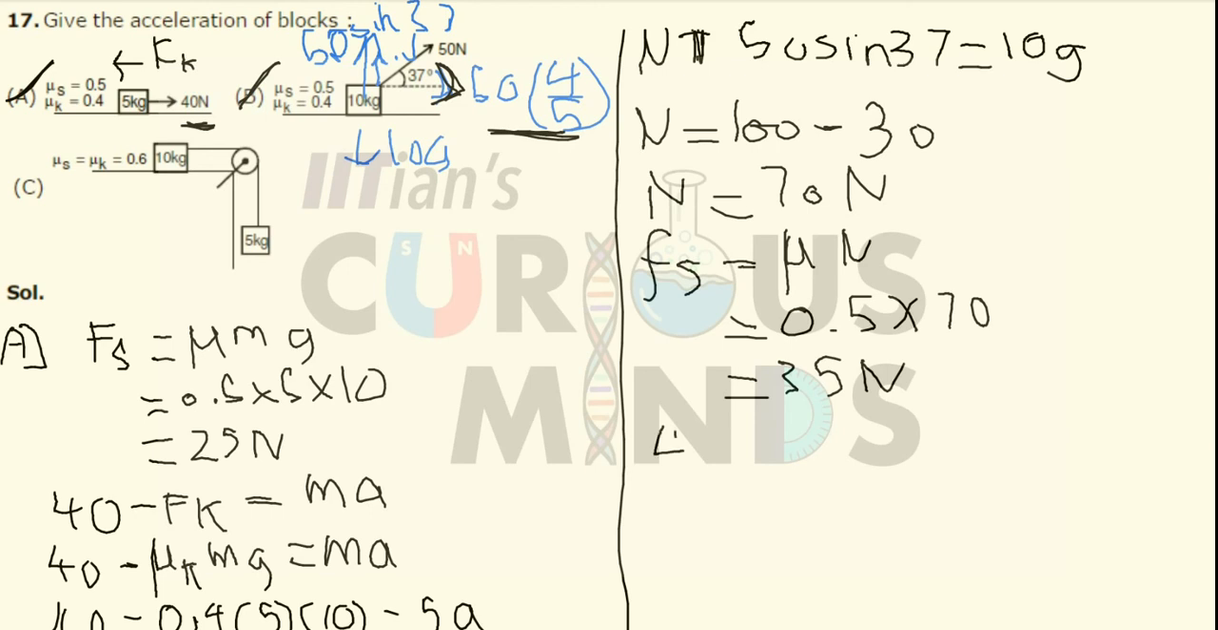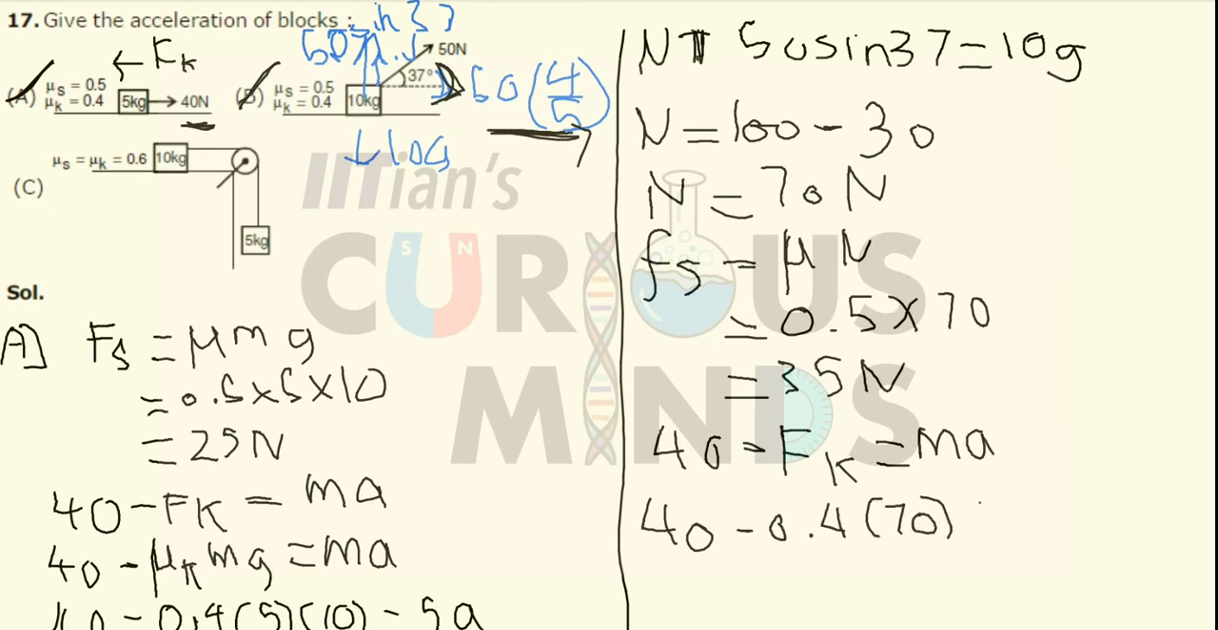So 40, that is the force acting in the right hand side direction, minus Fk is equal to ma. The kinetic friction force is equal to 0.4 into the normal force 70, is equal to mass 10 into acceleration a. So 40 minus 28 gives 12, which is equal to 10a. So acceleration will be equal to 1.2 meter per second square. This will be the acceleration in the second case.